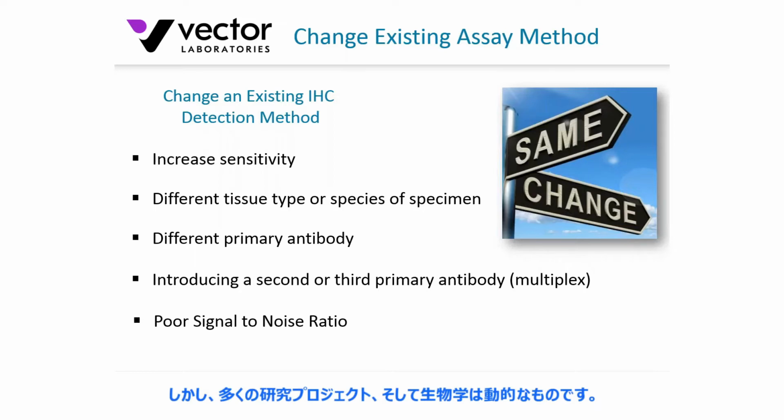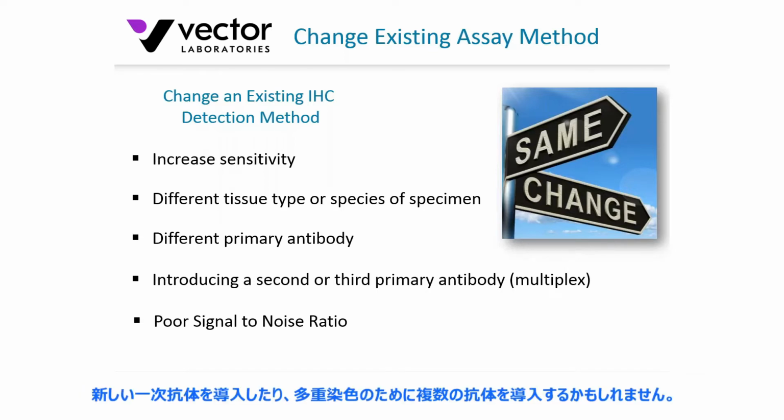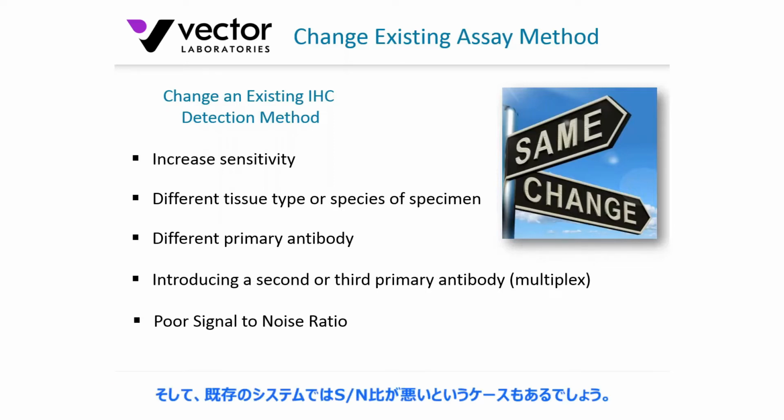But I will say that a lot of research projects are not static, and certainly biology is not static by any means. At some point, there may be a requirement to change the existing detection methodology. Perhaps there would be a requirement to increase sensitivity, look at a different tissue type or a different species of the specimen, maybe introduce a different primary antibody, or maybe explore introducing a second or third primary antibody through multiple antigen labeling like multiplexing. Indeed, the last bullet point I've got there is some investigators who are a little frustrated with the poor signal-to-noise ratio with their existing methodology.